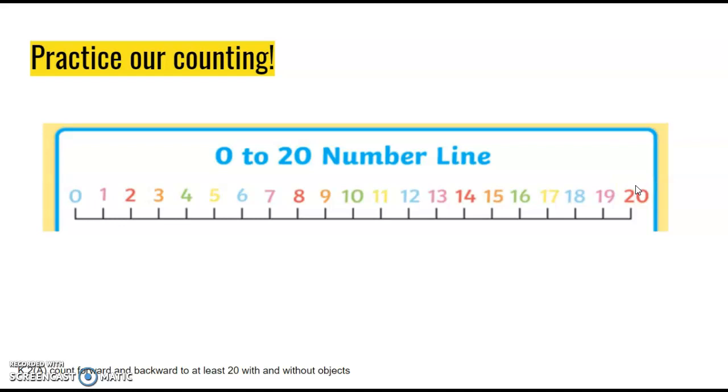Now let's challenge ourselves and go backwards. I want you to try to stay with me and count backwards. Ready? We're going to start at 20 and go to 0. 20, 19, 18, 17, 16, 15, 14, 13, 12, 11, 10, 9, 8, 7, 6, 5, 4, 3, 2, 1, 0. Ooh, kiss your brains because you did a good job.